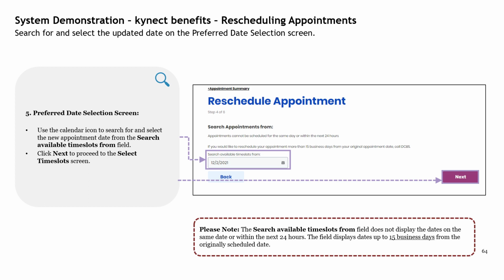Please note that the Search Available Time Slots From field does not display the dates on the same date or within the next 24 hours. The field displays dates up to 15 business days from the originally scheduled date.